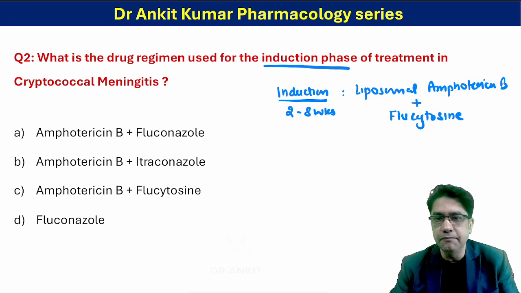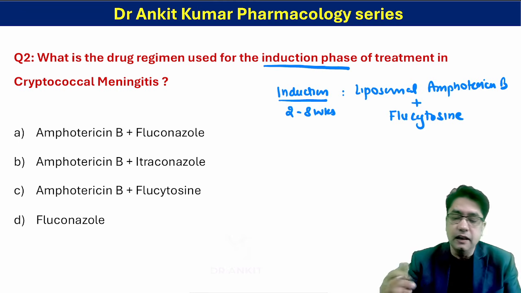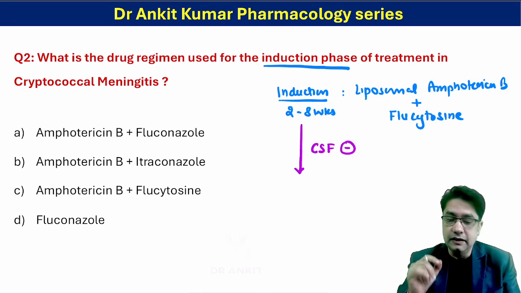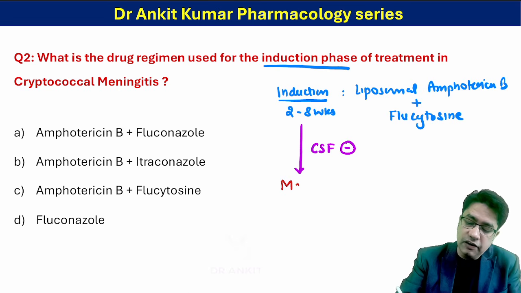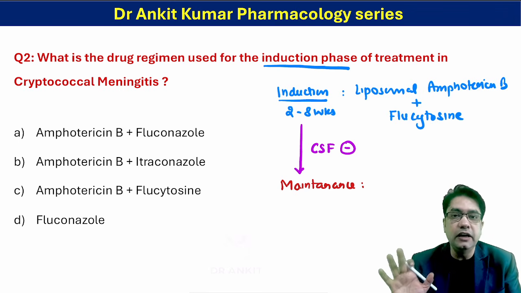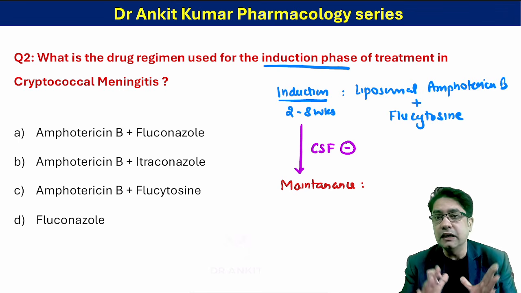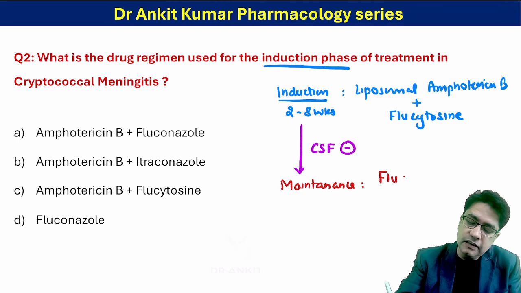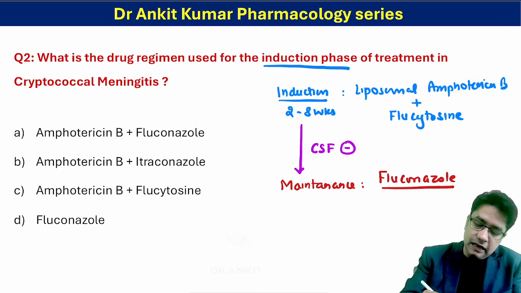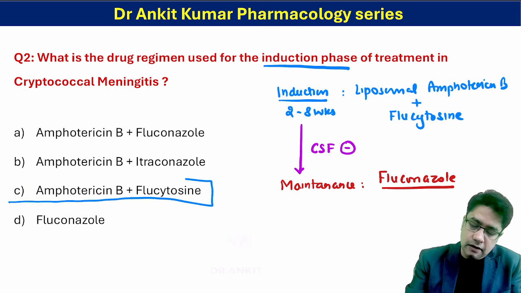Now imagine a patient of meningitis came to you. You started with liposomal amphotericin B for cryptococcal meningitis. After 8 weeks you saw that the CSF culture has become negative. Then we start the patient on the maintenance phase, which can also be called the consolidation phase. Here we prefer to give azoles, because long-term treatment with amphotericin B is generally not given. It is an IV drug plus it is a nephrotoxic drug. For the maintenance phase, we give fluconazole. Agreed? So if a question comes on the induction phase of cryptococcal meningitis, yes, the answer is option C, amphotericin B with flucytosine.